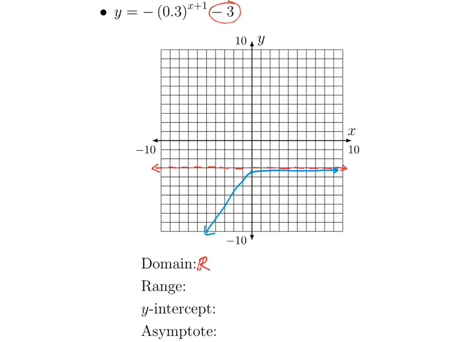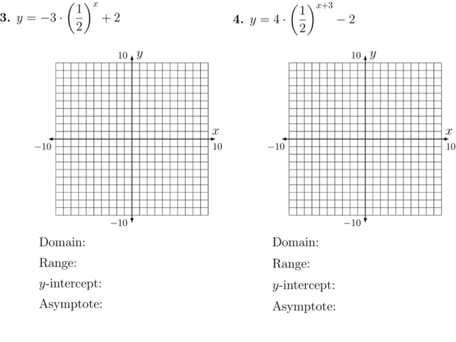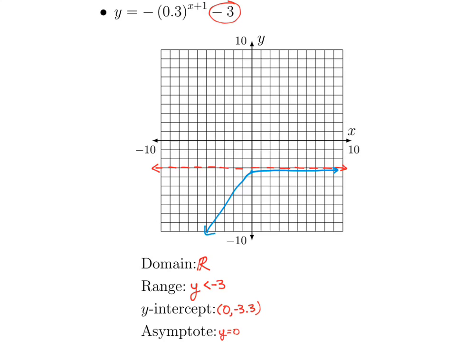All right, the domain is all real numbers. The range is y is less than -3. The y-intercept is 0, -3.3. And the asymptote is, in fact, at y equals, what did I write here? Oopsie daisy, I wrote y equals 0. That's wrong. It should say y equals -3. My apologies.